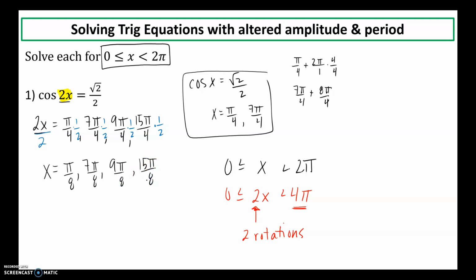So there's twice as many solutions as we're used to. And these pi over 8, a denominator of 8, we're not familiar with either. But if we're changing the period, then where these values occur are going to look a little bit different. So these are my complete 4 solutions. And all of my answers need to be less than 2 pi. And I know that 16 pi over 8 is equivalent to 2 pi. So 15 pi over 8 is just below that.